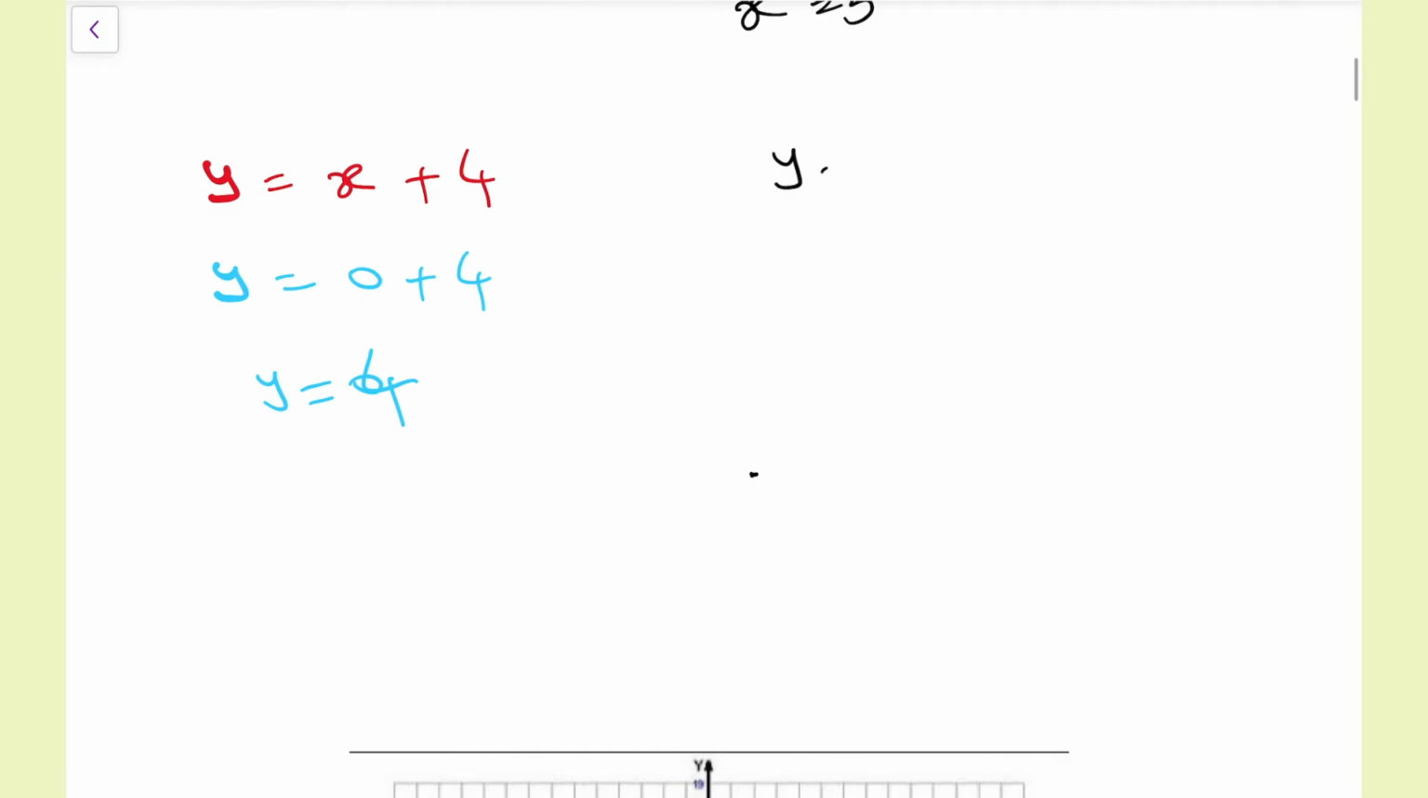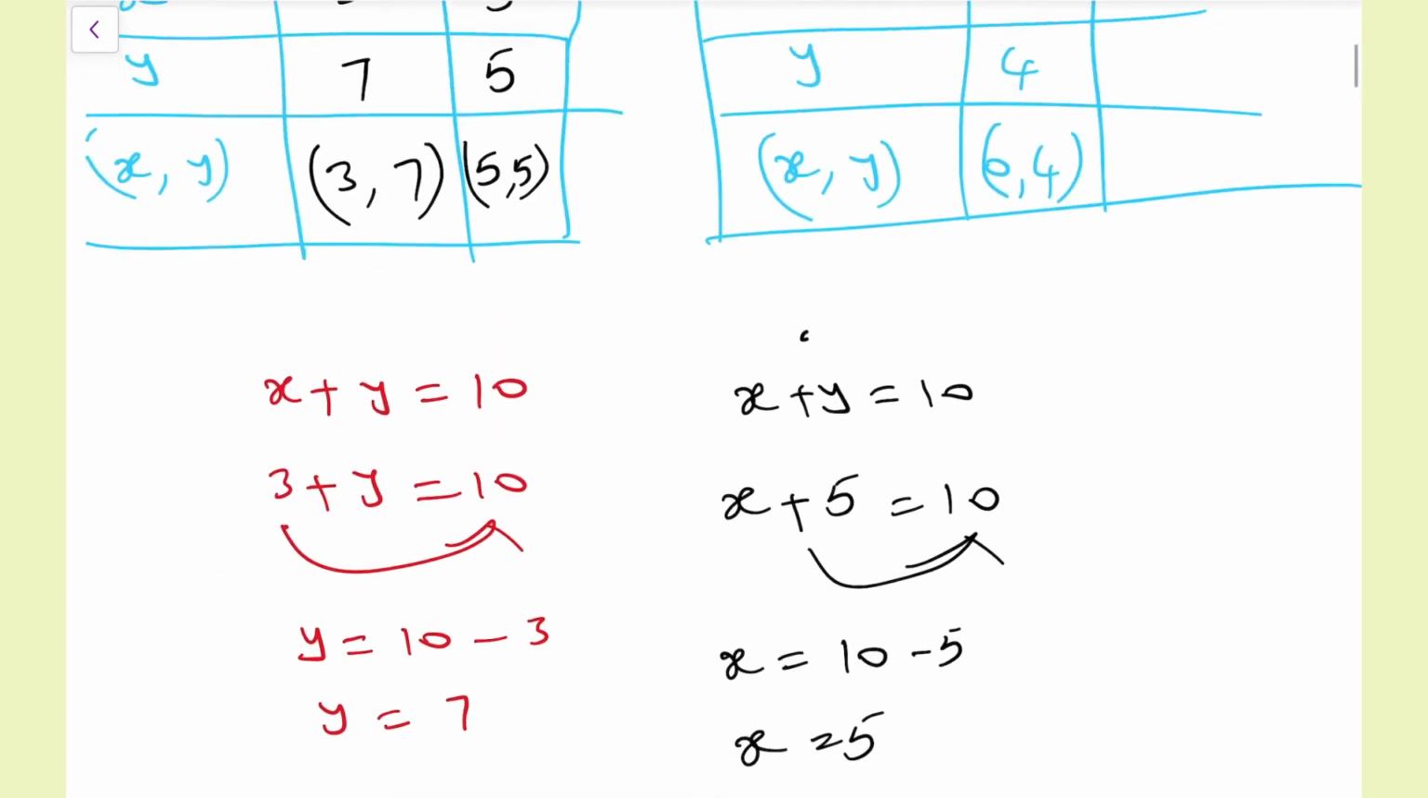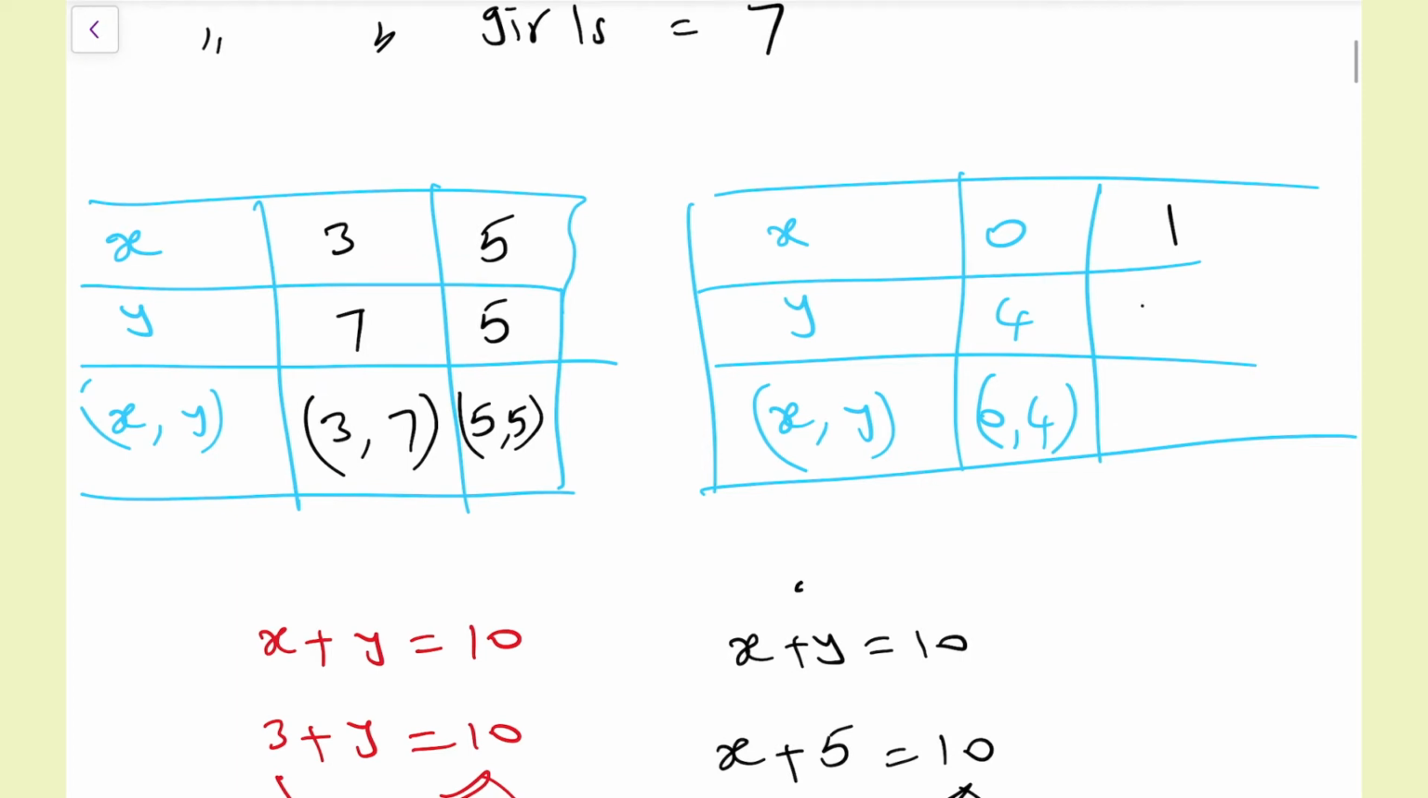Next, Y equals X plus 4. Y equals, in the place of X I am substituting 1, 1 plus 4. Then Y equals 5. So X value I substituted 1 and Y value we got as 5. So 1 comma 5.